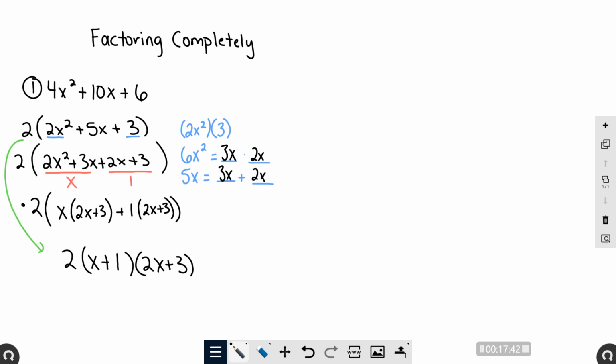Some of you might can skip this third step right here, this line right here. If you take out those GCFs, then you know that they go in the first parenthesis. When you divide them out, you know that goes in the second parenthesis. So just double check and make sure that second parenthesis works.